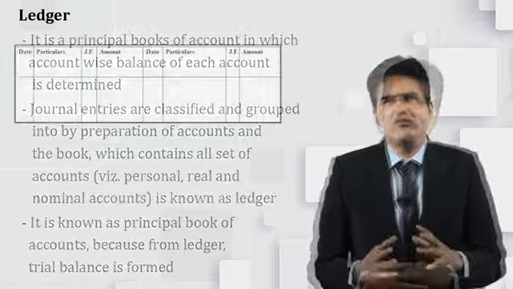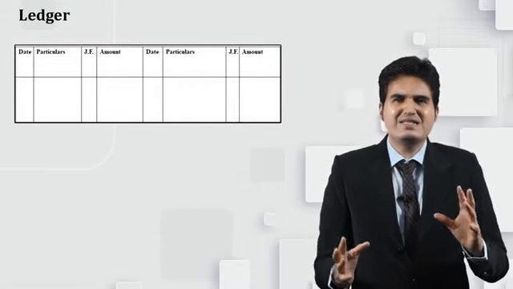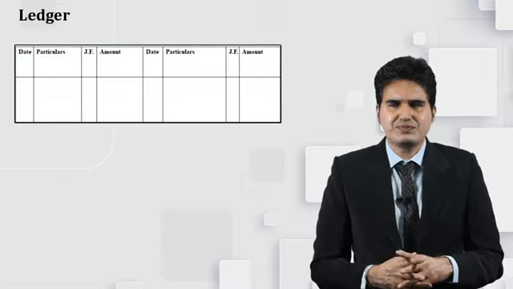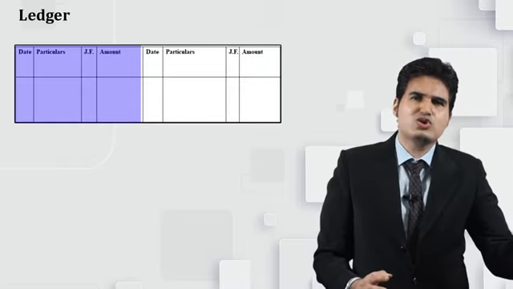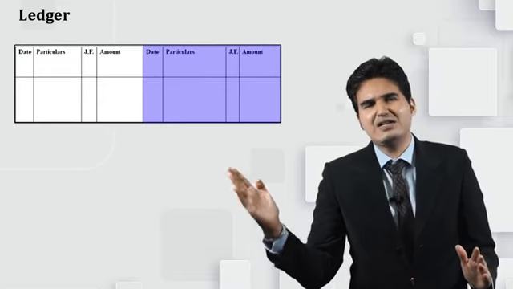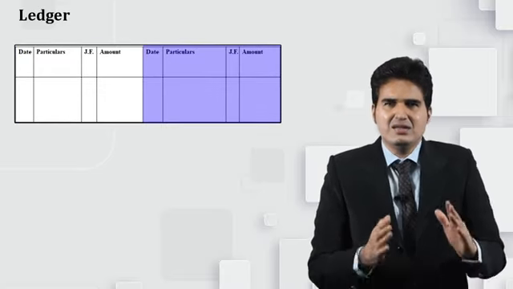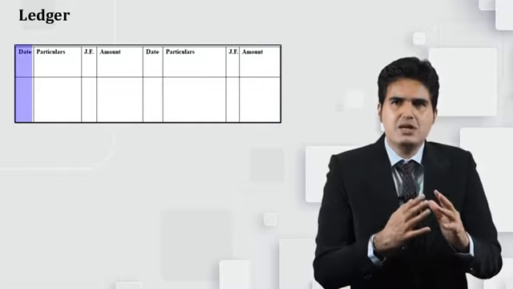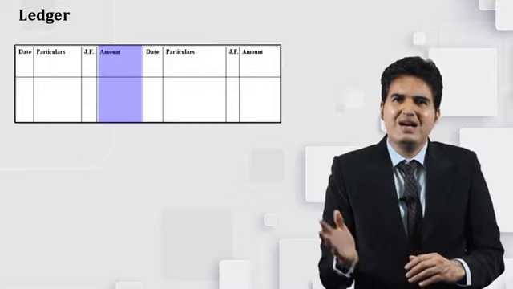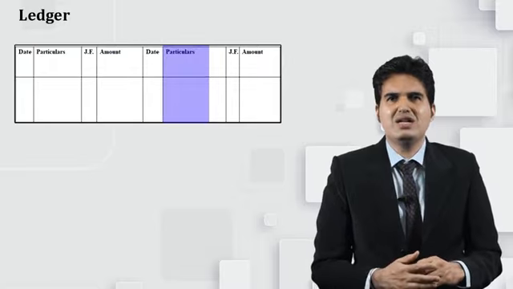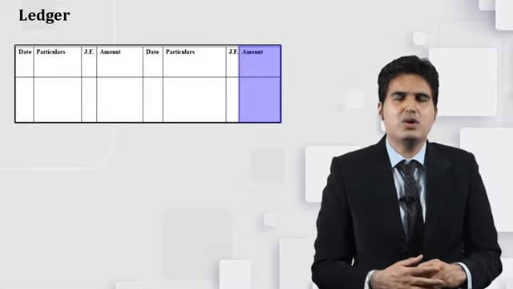The format is, as you can see, divided into two parts. Each and every account is divided in the center. The left hand side is called the debit side, the right hand side is called the credit side. The columns are date, particulars, JF and amount. Again date, particulars, JF and amount.